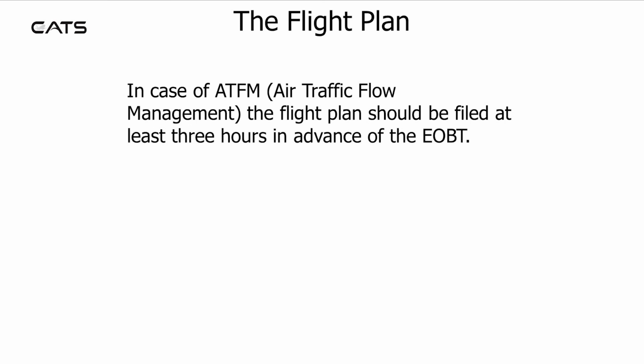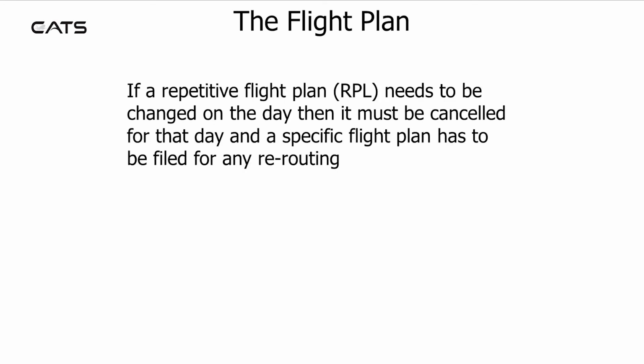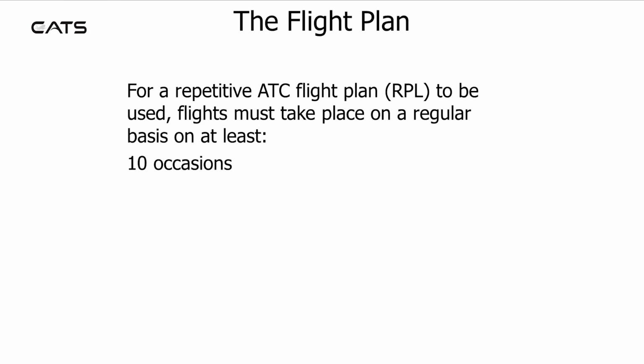In case of air traffic flow management, the flight plan should be filed at least 3 hours in advance of the estimated off-block time. If a repetitive flight plan needs to be changed on the day, then it must be cancelled for that day and a specific flight plan has to be filed for any rerouting. For a repetitive ATC flight plan to be used, flights must take place on a regular basis on at least 10 occasions.